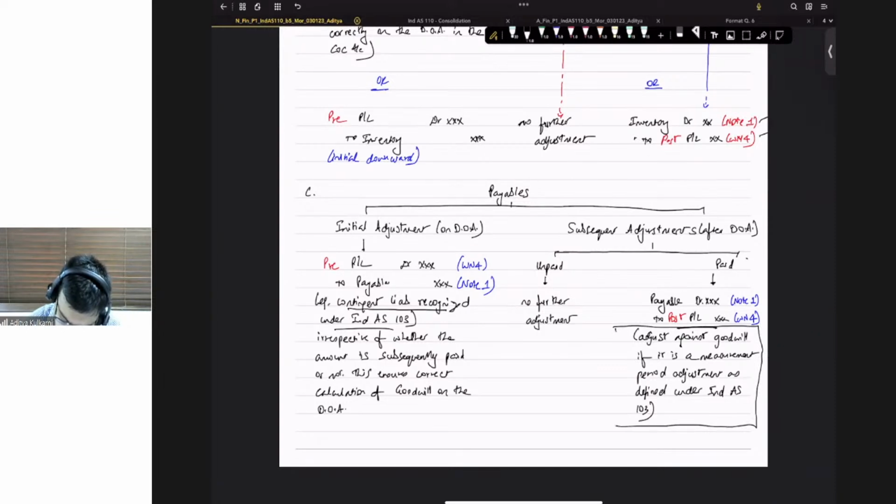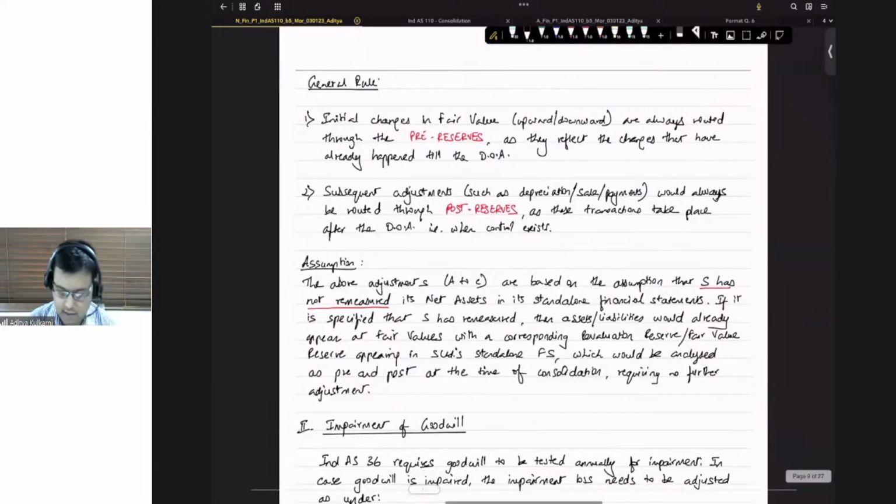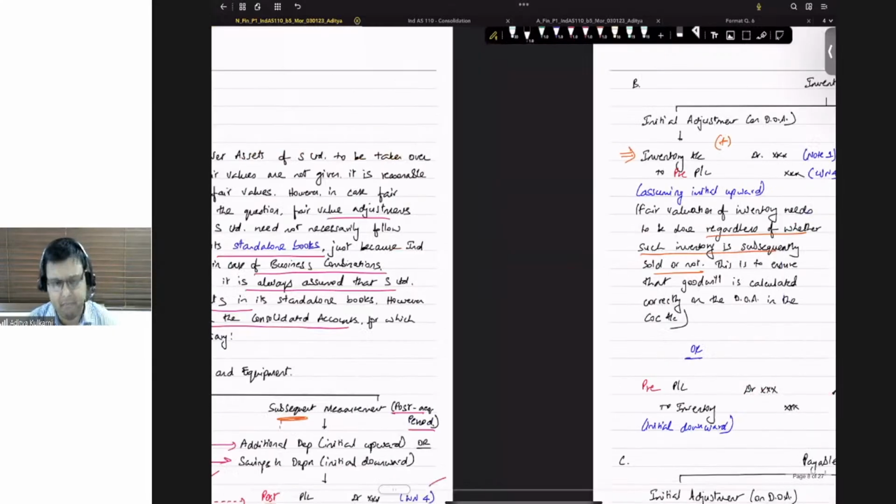It's not related to that, but I have just mentioned that adjust against goodwill if it is a measurement period adjustment as defined under Ind AS 103. This is not related to this entry. This is a general note. If it is a measurement period adjustment, it will be adjusted against goodwill. So did you understand? So these are the impacts.